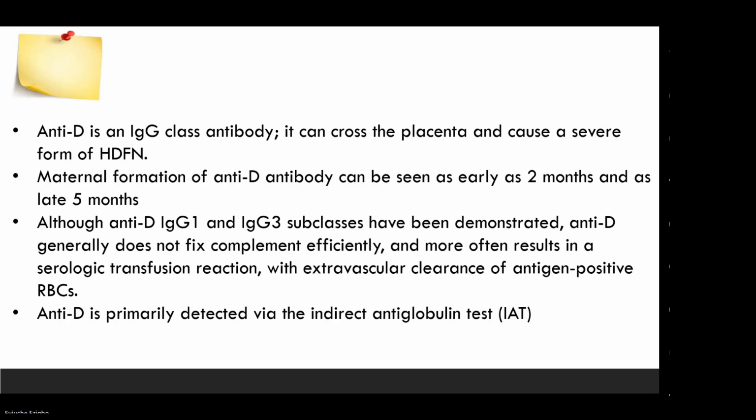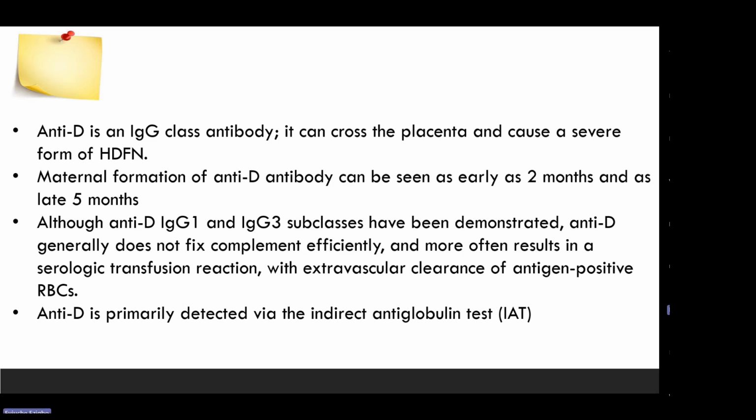The anti-D is an IgG class antibody. It can cross the placenta and cause a severe form of hemolytic disease of the newborn. In the situation where a mother is rhesus D negative and she is carrying a rhesus D positive fetus, her system can develop anti-D antibodies, and these antibodies can cross the placenta. That will give rise to the hemolytic disease of the newborn.